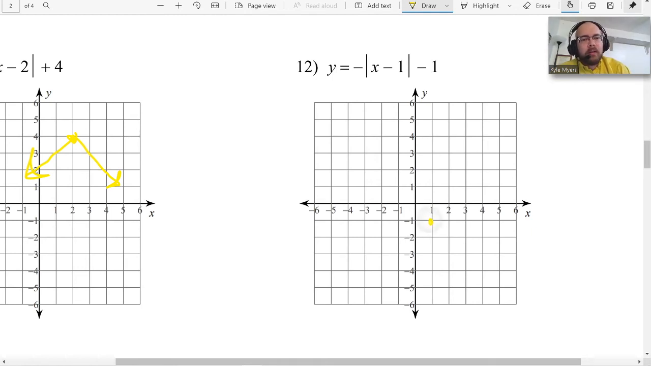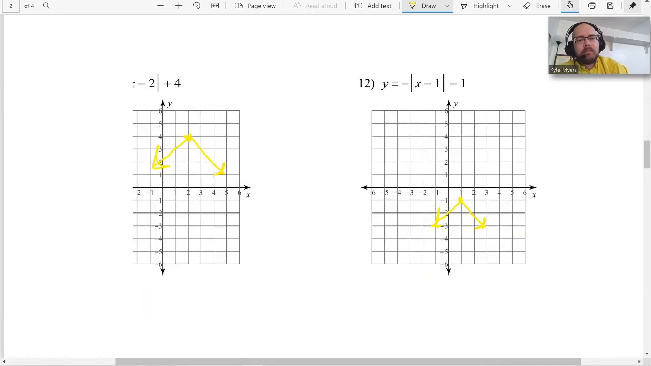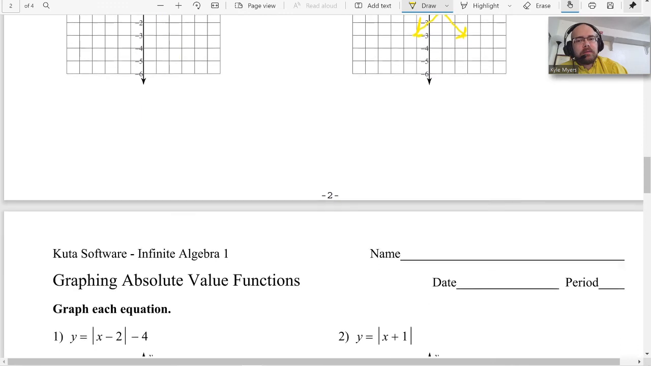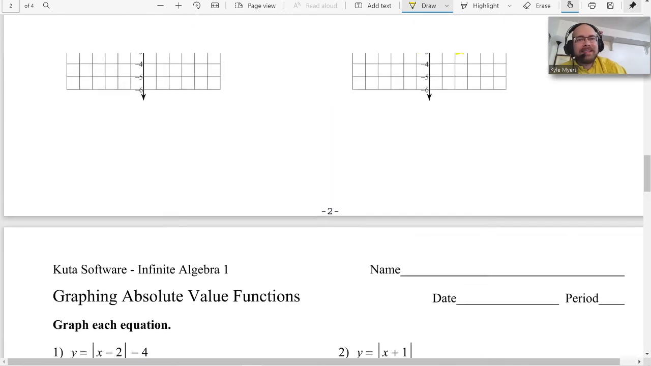1, negative 1. Slope's right here. Okay, and then, or the vertex, I should say. And then the slope is negative 1. Again. All right. Let's see. Oh, yeah, that was it.